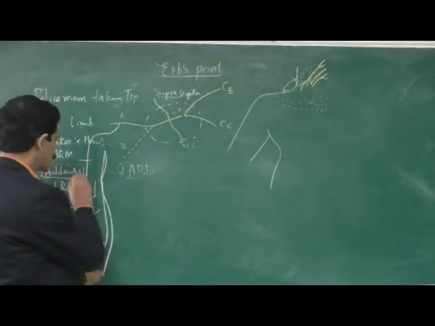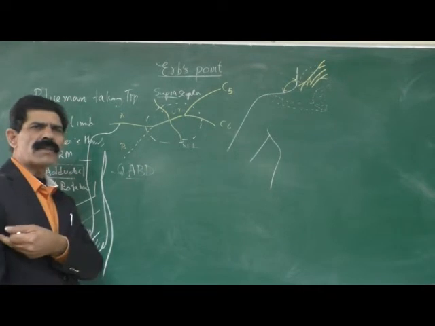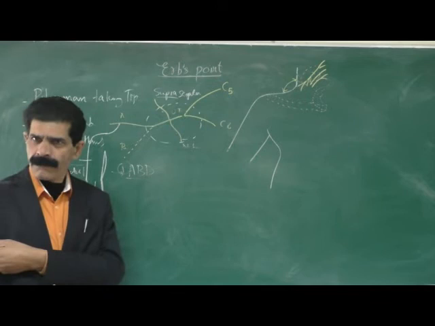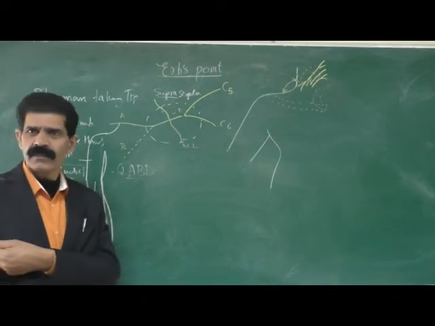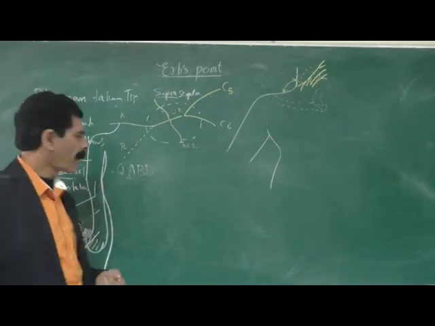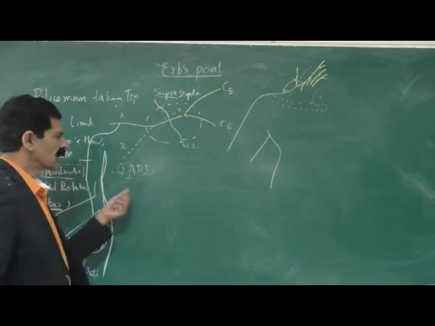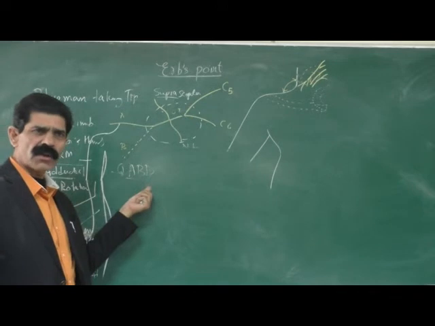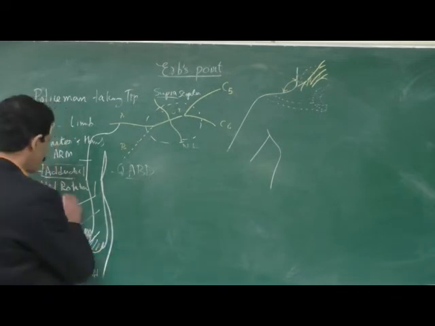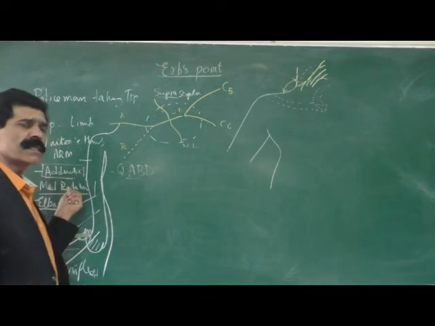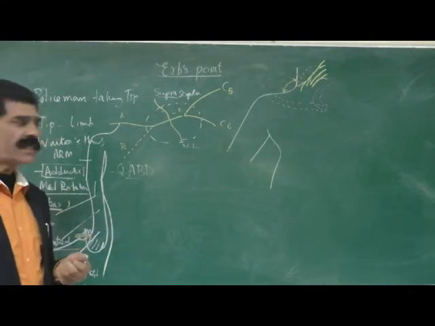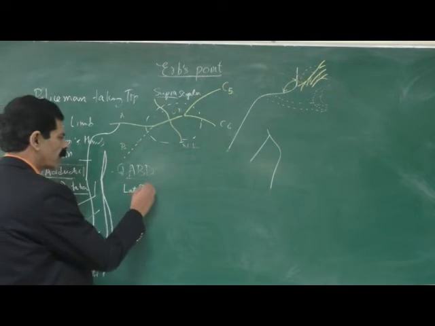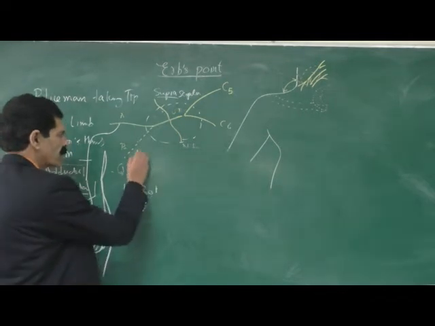Arm is adducted. Why is the arm adducted? Because abduction is lost. You see, the arm cannot be abducted. So when the abduction is lost, then the arm becomes adducted. Then arm is medially rotated. So why is there a medial rotation? Because lateral rotation of the arm at the shoulder joint is lost.